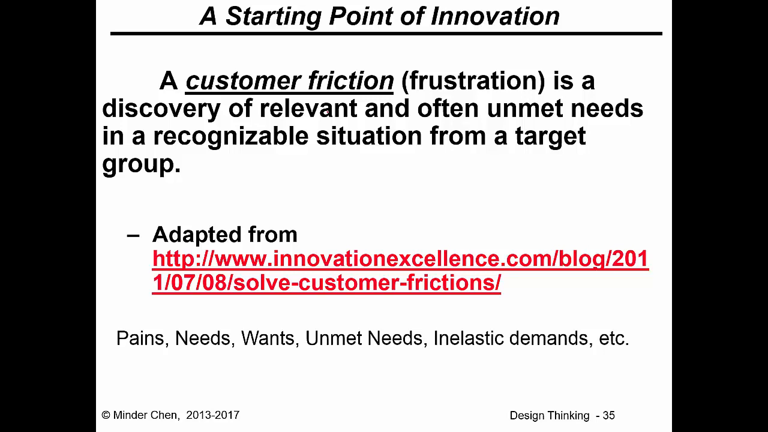So that friction is often an unmet need in a particular situation from a target customer segment. Sometimes we use the terms pains, needs, wants, unmet needs, or inelastic demand, which means that no matter what, people want something to be fixed, want something to be better.